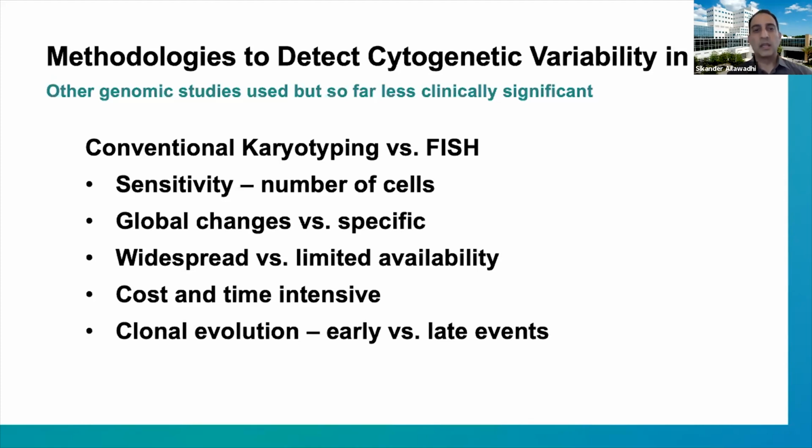It's also important to know the sensitivity of these tests is different. A conventional karyotype counts on average 20 cells. FISH on an average counts about 200 cells, so a much more sensitive test. As I mentioned, karyotyping talks about the global changes in the chromosomes, while FISH is much more specific. Karyotyping has much more widespread availability, although we're thinking that FISH is giving us more clinically actionable and important information.